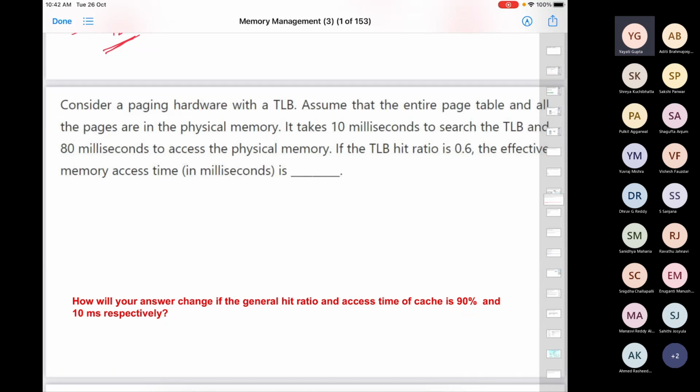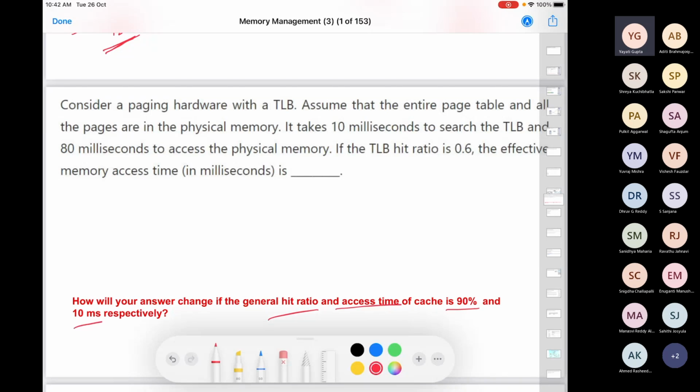So note that the cache now has both things. It has some of your normal data and instructions which we were caching earlier also, and now it also has a small part of your page table which is called the TLB. So assume that in general the hit ratio of your cache is 90% and the access time of your cache is 10 milliseconds. So how will your answer change for the above question? The whole difference is that when you are getting the physical address now, you are not directly going to the main memory. You first check in the cache. If you do not find it there, then you check in the main memory. Right? So how will your answer change?